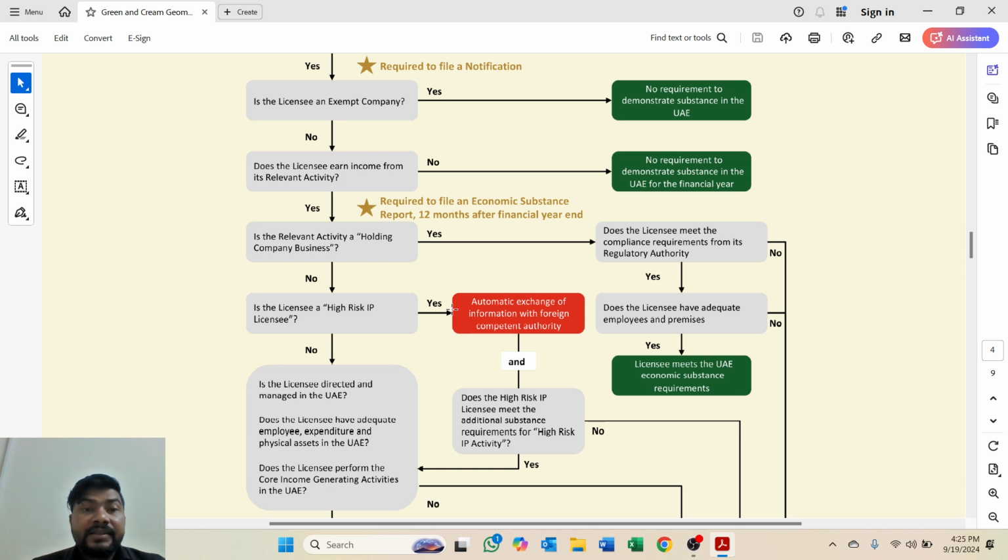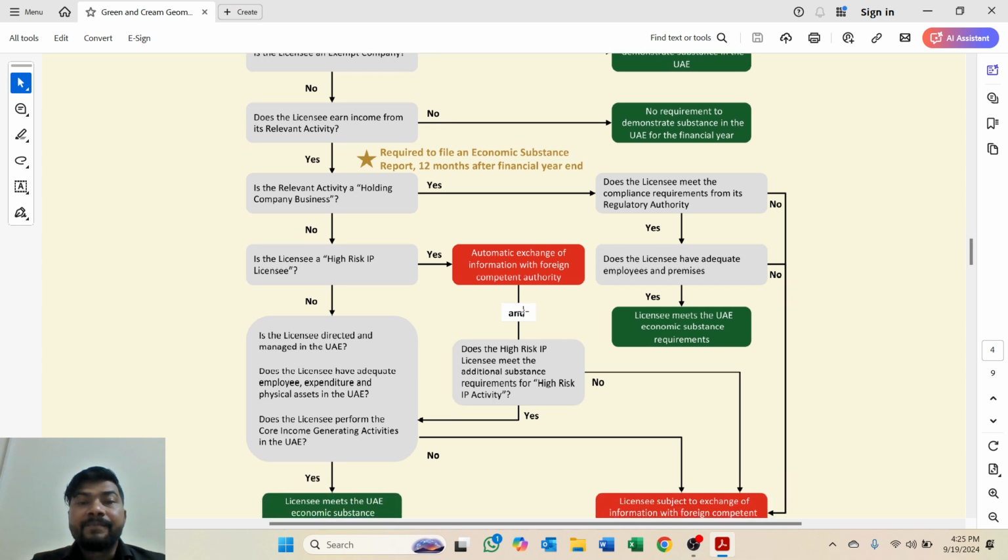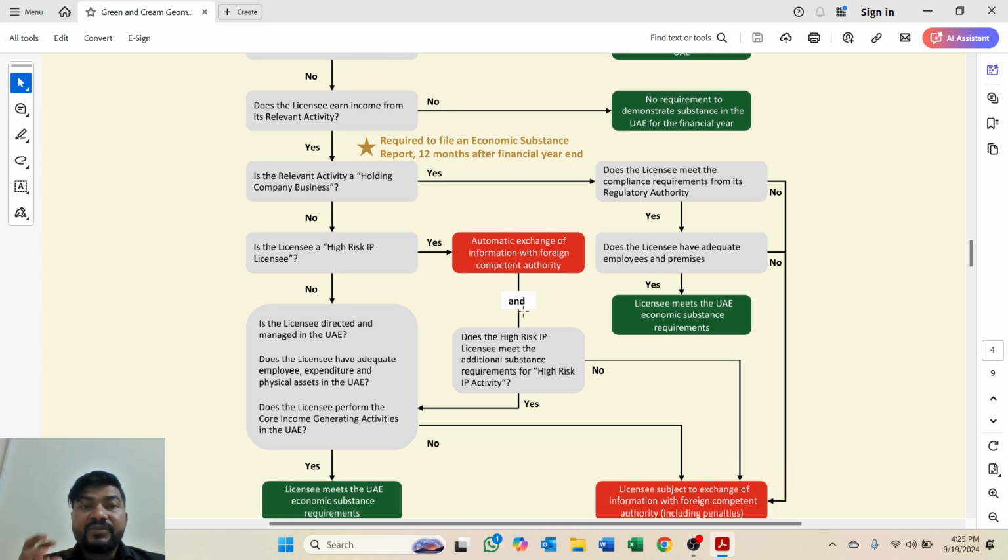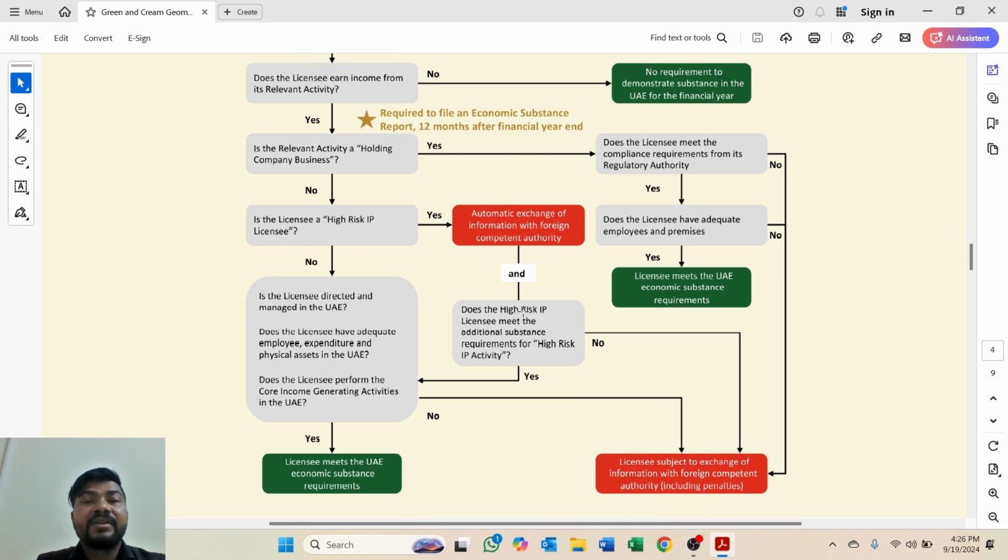Now, again, from the relevant activities list, there are two businesses. One is holding company business and the other is high risk intellectual property business. These companies have extra obligations. The UAE government has focused more on these companies as they are higher risk businesses. So they have extra regulations. We have to focus extra on these two types of business. Number one, now we'll see whether the activity is holding company business or not.